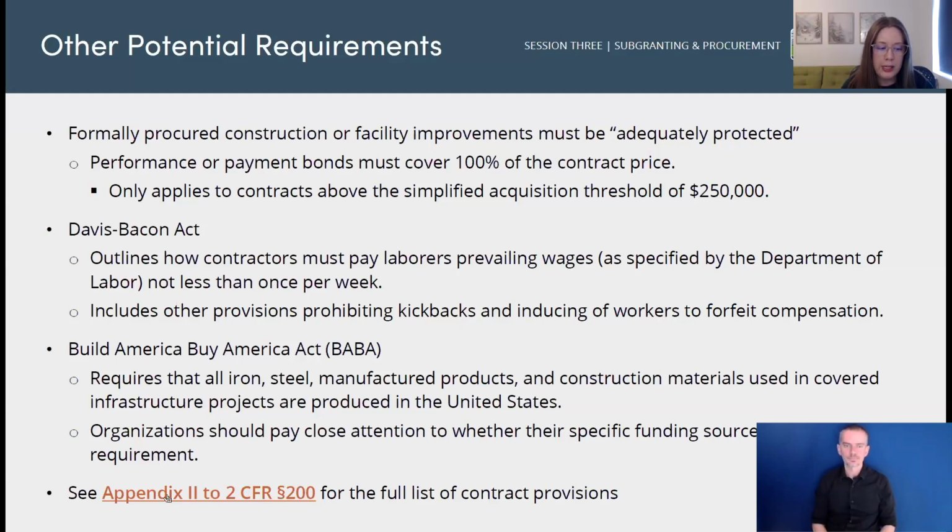So there's a link here. When the slides are sent out, you can look a little bit more closely at the full list of contract provisions too.